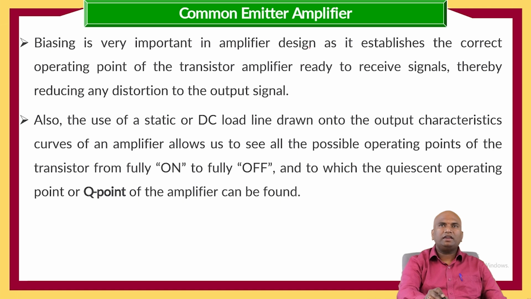Here the biasing is very important in amplifier design because the transistor should be in active mode. In order to make the transistor be in active mode, biasing is the very important thing in the amplifier design, as it establishes the correct operating point of the transistor amplifier. Because once the biasing is perfectly done, that is going to provide us the operating point for the transistor amplifier, which is ready to receive signals, thereby reducing any distortion to the output signal.